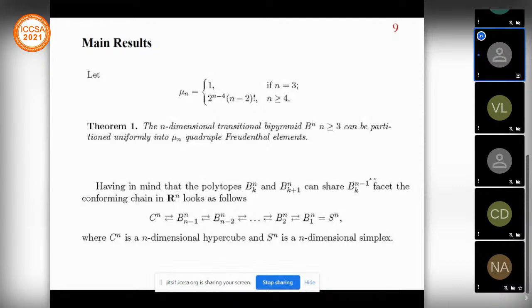On the other hand, the n-dimensional K-pyramid and the n-dimensional K+1 pyramid share an n-1 dimensional K-pyramid. This is the conforming chain over here, but this is a very important property because both of these share this one. And we can see this in further examples.